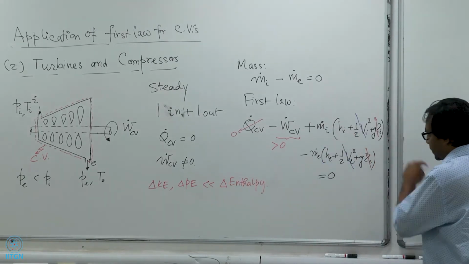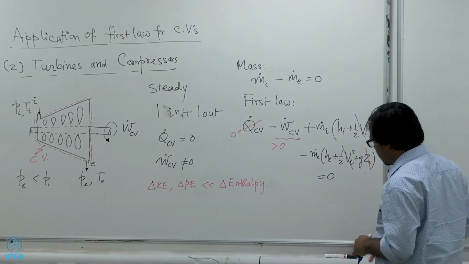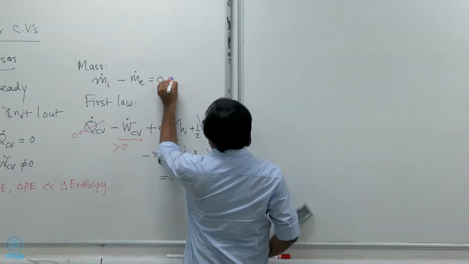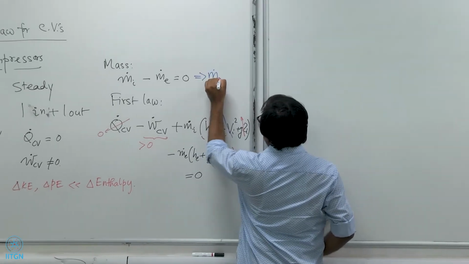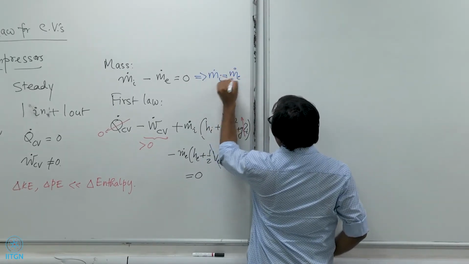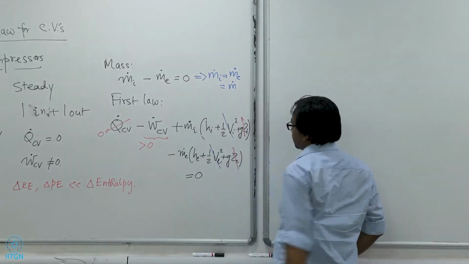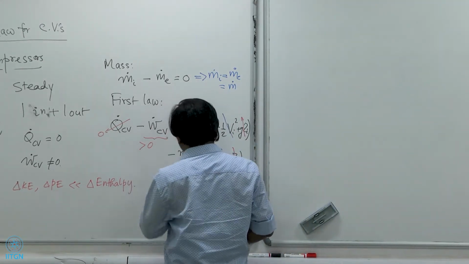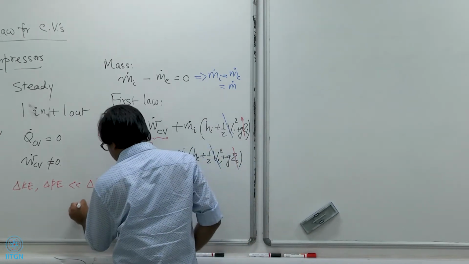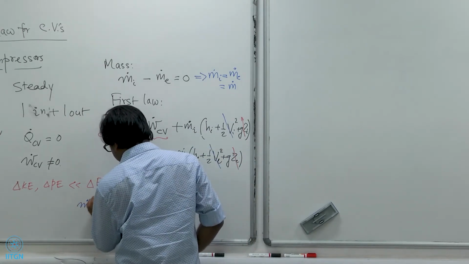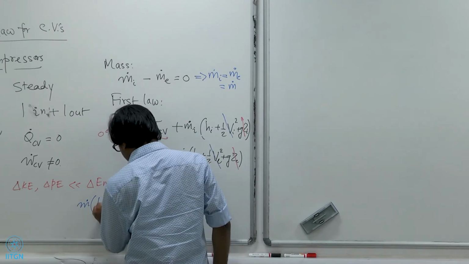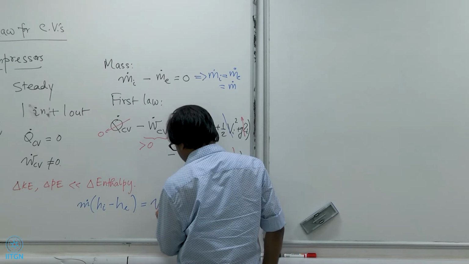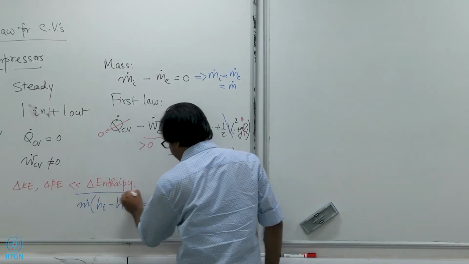Okay. So if this is the case, then let us see what happens. I can now combine all this. From here I can write m dot I equal to m dot E equal to m dot. I can then rewrite this first law as m dot times (h I minus h E) is equal to W dot C V.